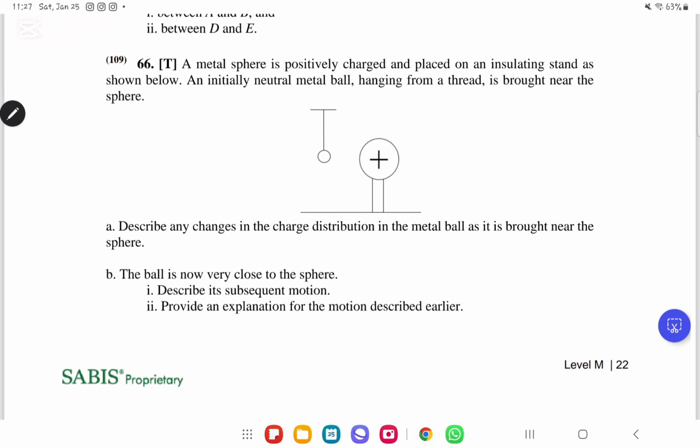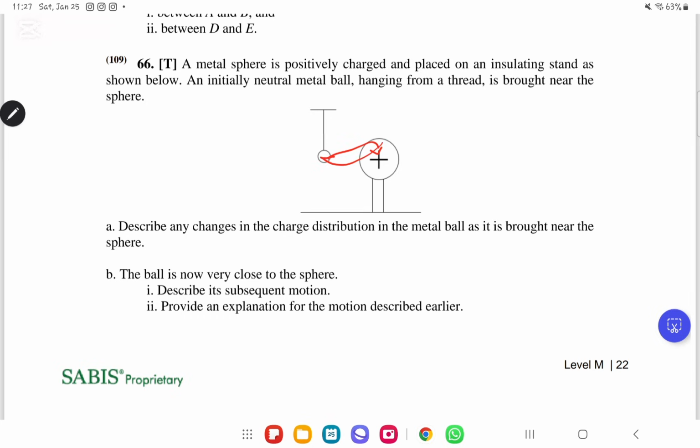They told us a metal sphere is positively charged and placed on an insulating stand as shown below. An initially neutral metal ball hanging from a thread is brought near the sphere. Describe any changes in the charge distribution in the metal ball as it is brought near to the sphere. So the electrons of the ball will move closer to the sphere, because it is positively charged. The ball is now very close to the sphere. Describe its subsequent motion. It's going to touch the sphere.